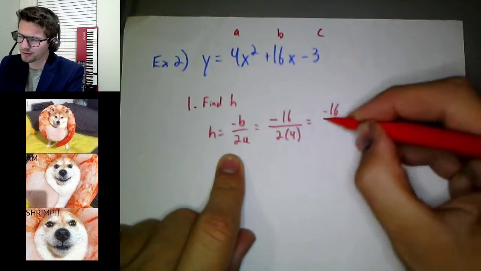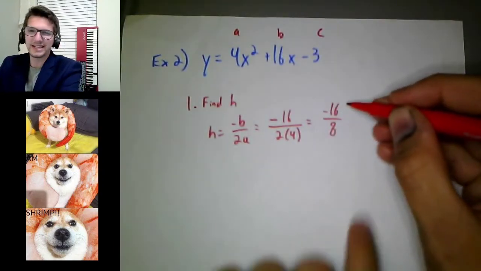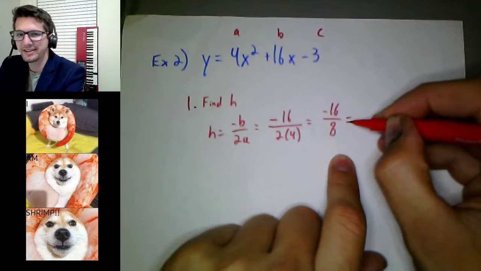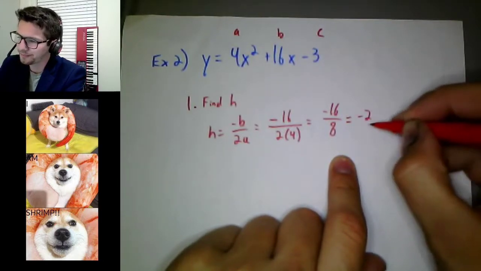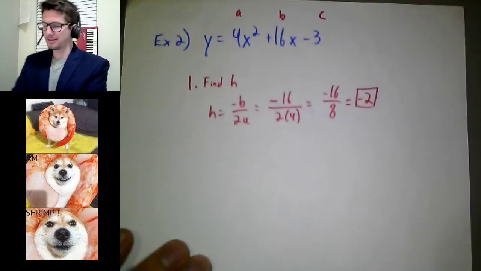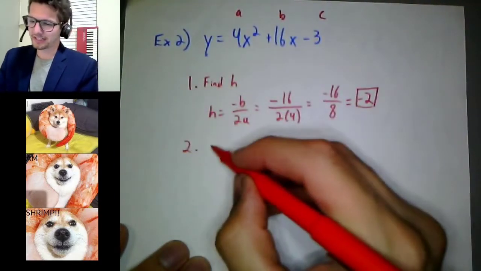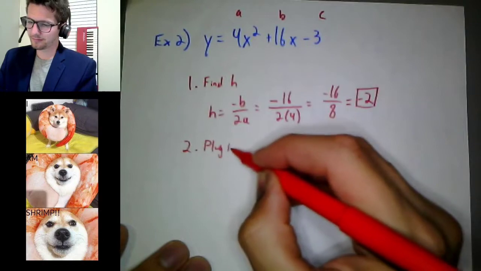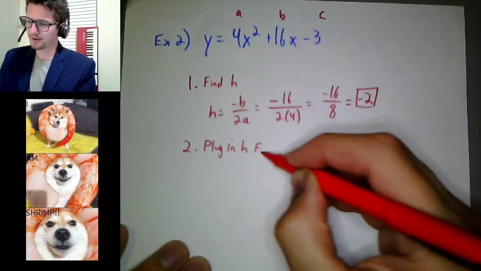Okay, what's 2 times 4? 8. What's negative 16 divided by positive 8? That would give me negative 2. So my h is negative 2. Step 2 is to plug in h to find k.